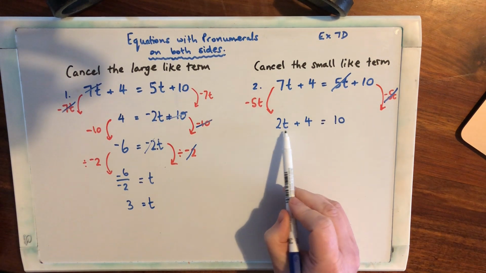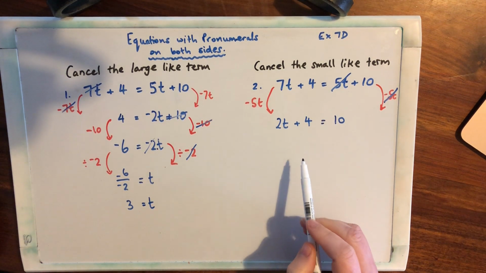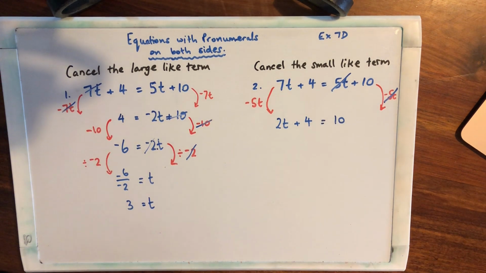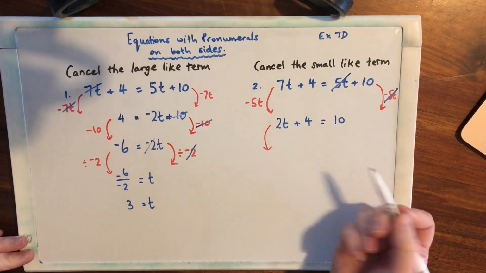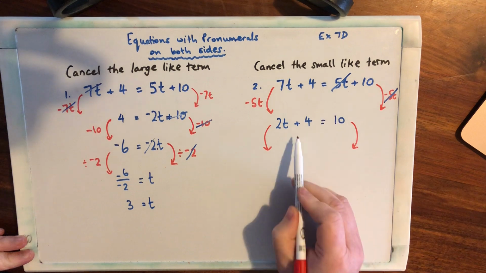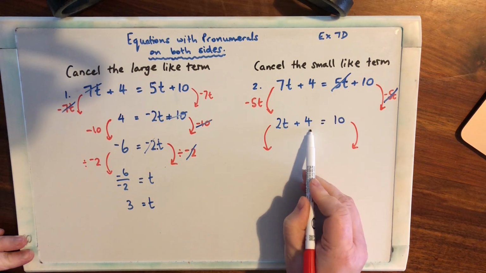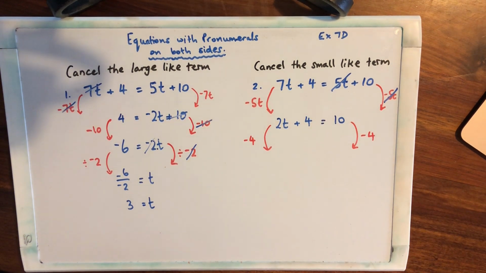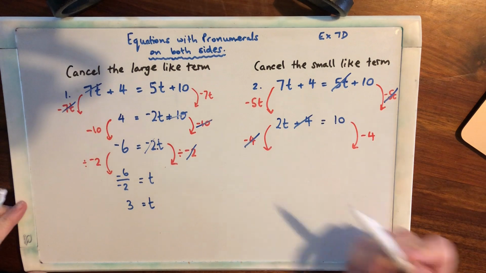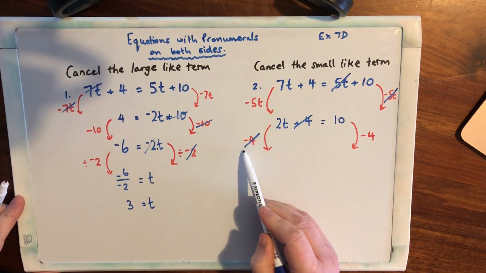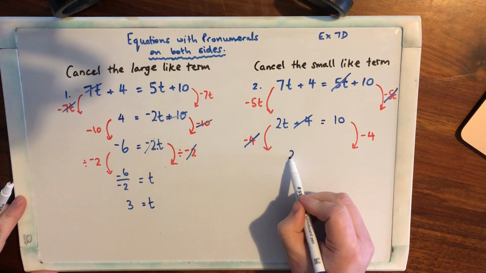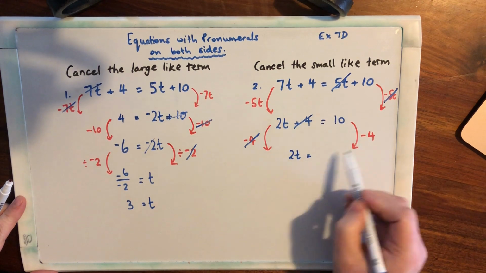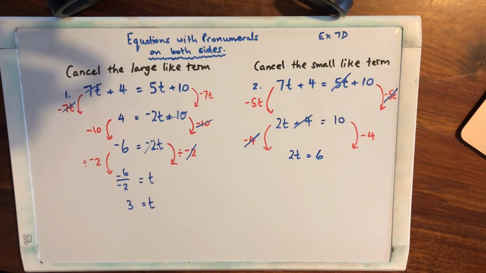So let's look at 2t plus 4 equals 10. How am I going to isolate the t? The next step would be to get rid of any term that doesn't involve a pronumeral. Here's our term that doesn't involve a pronumeral, positive 4. The opposite of positive 4 is negative 4. So we just take away 4 from both sides. These two will cancel out, leaving 0. And then we just have 2t equals 10 minus 4, which we know is 6.